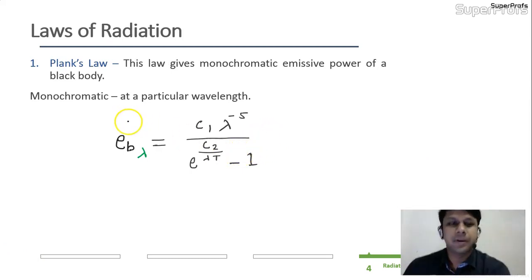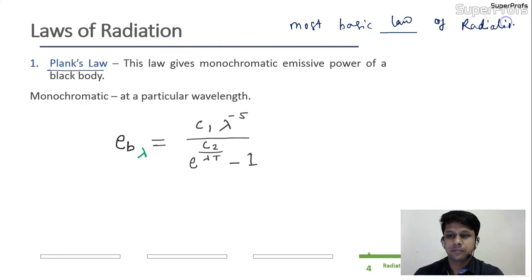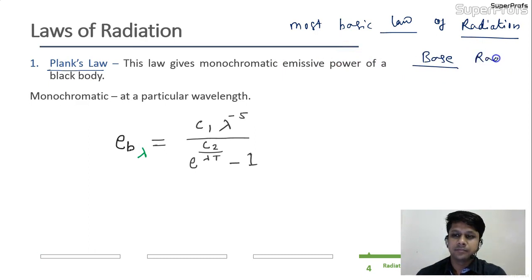Now we will discuss Planck's law. This Planck's law is the most basic law of radiation, and all of the other laws have been derived from this Planck law. So this is the base for radiation, and this Planck's law gives the monochromatic emissive power of a black body.